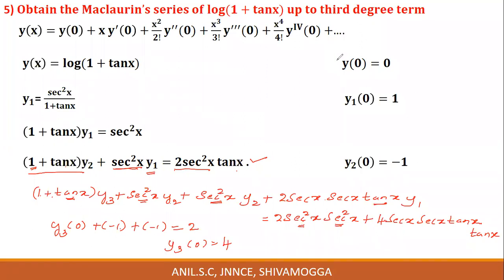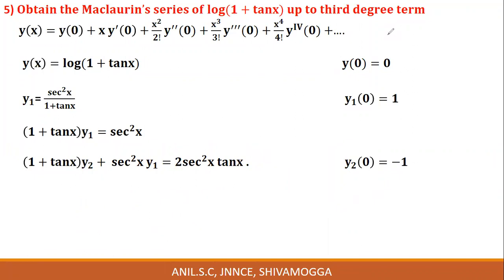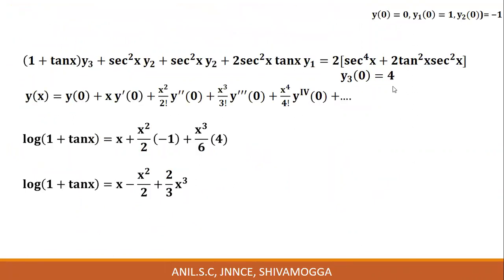Still we have to write this series, substituting this series. y of 0 is equal to 0, y1 of 0 is equal to 1, y2 of 0 is equal to minus 1, y3 of 0 is equal to 4.